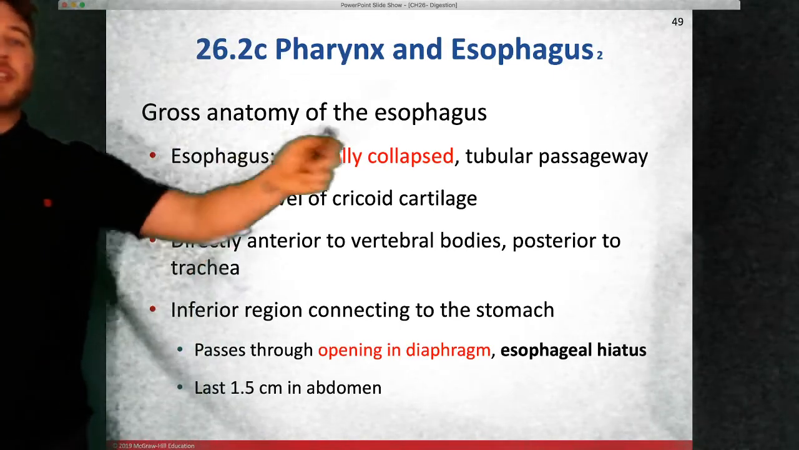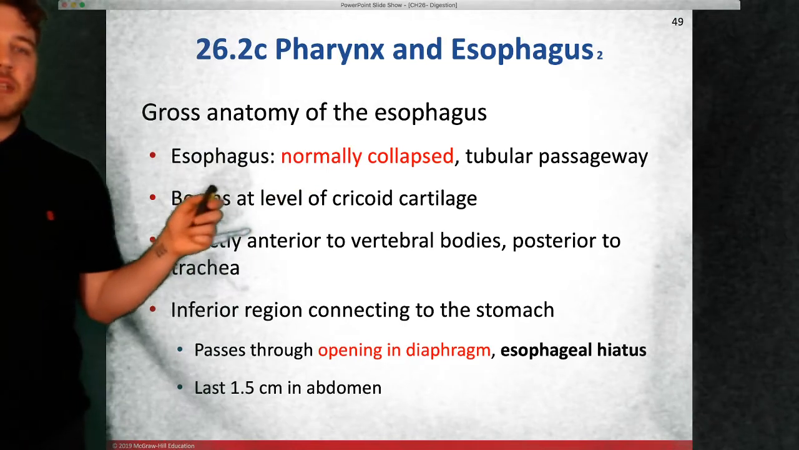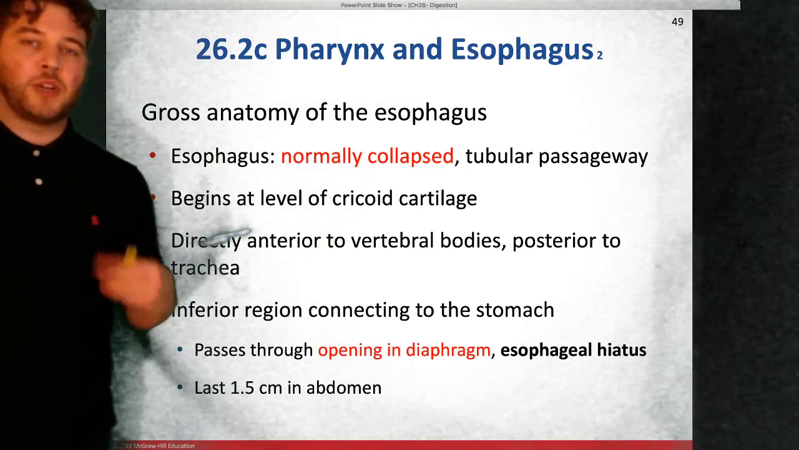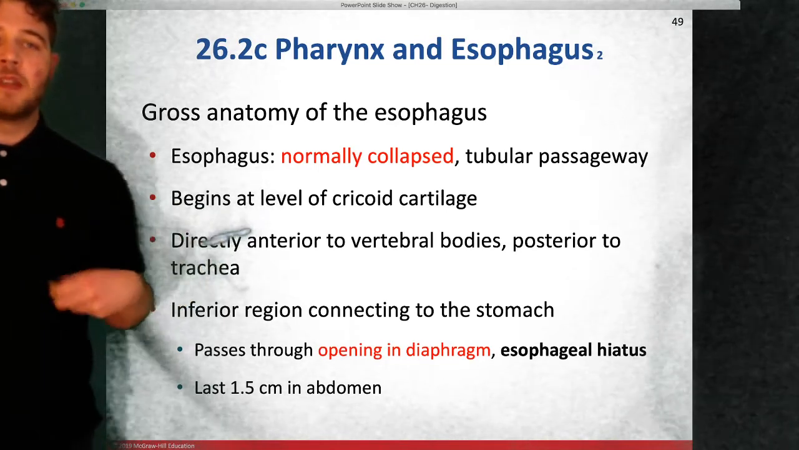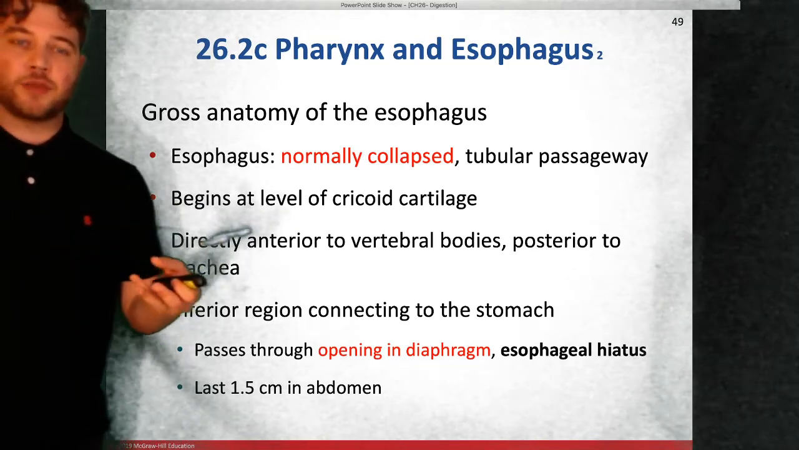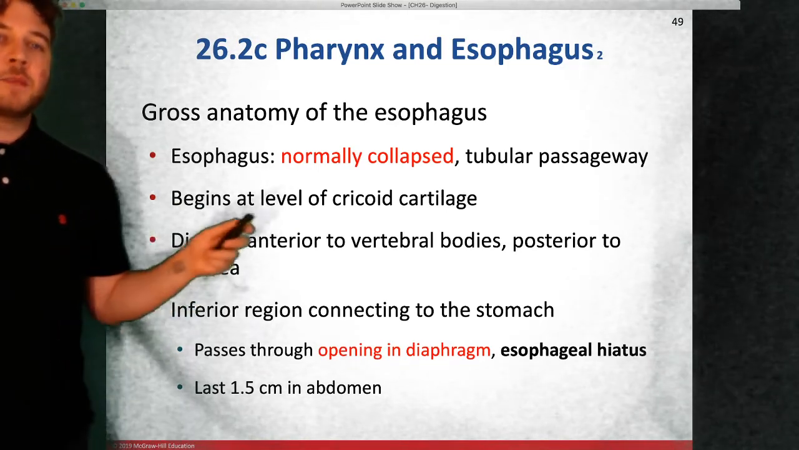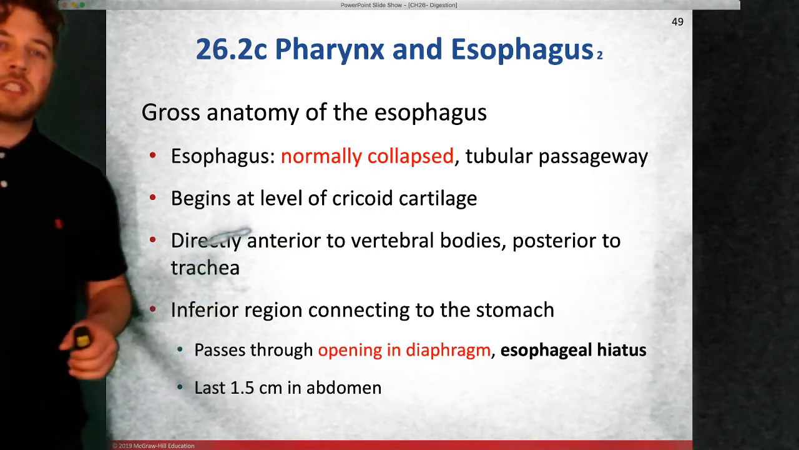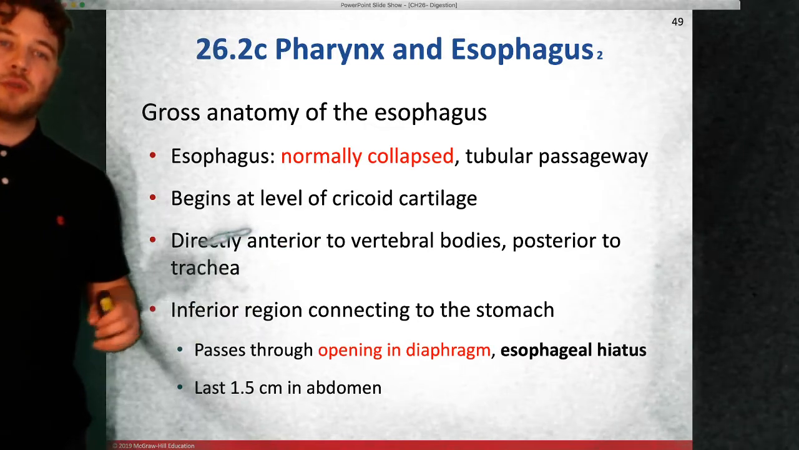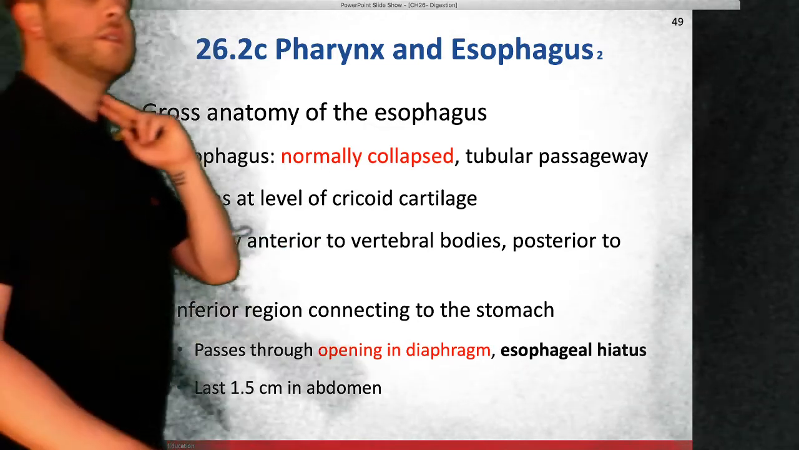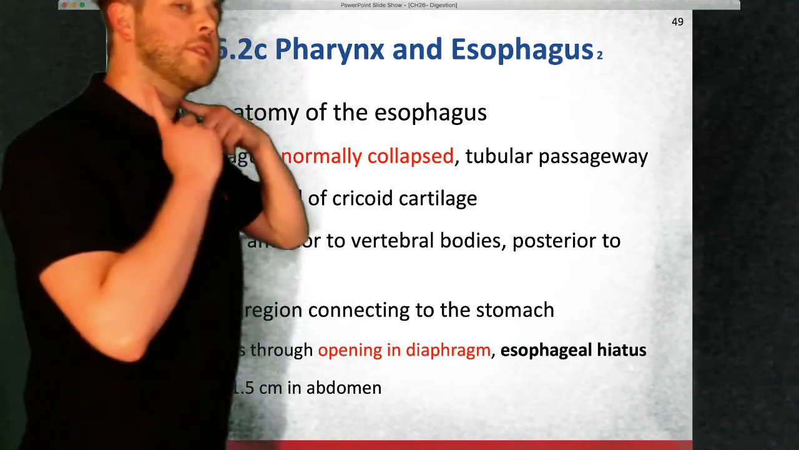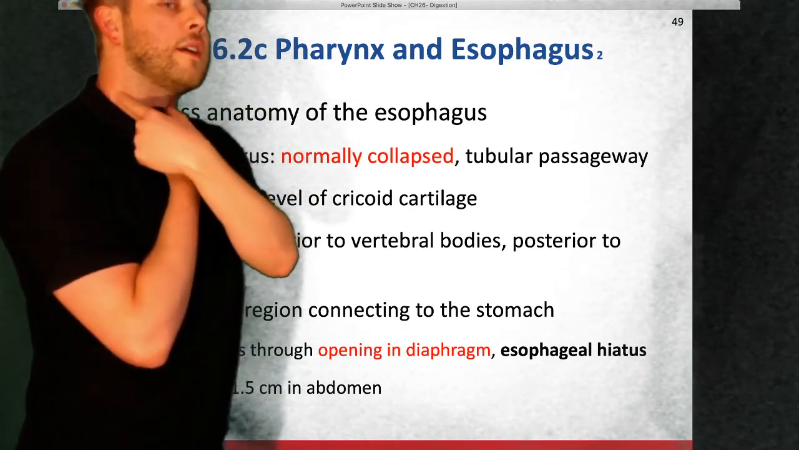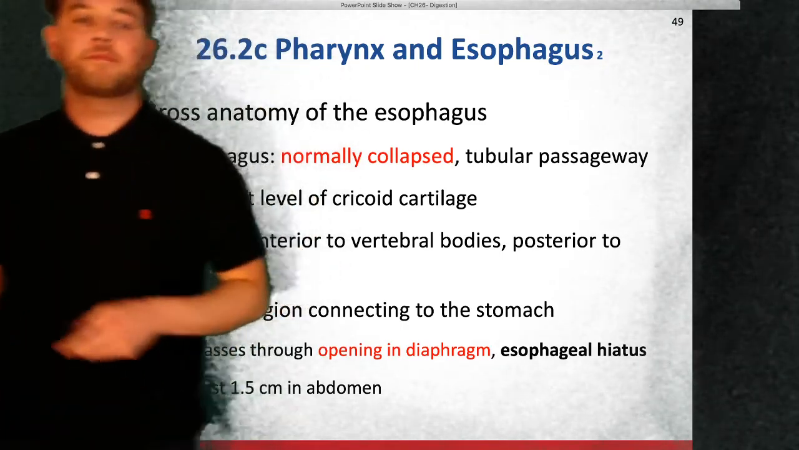Okay, now moving into the esophagus, the pharynx and esophagus. Normally the esophagus is collapsed. It's a tubular passageway. It only opens when there's food in it. The trachea has those cartilage rings that keep it open. This begins at the level of the cricoid cartilage, directly anterior to the vertebral bodies, posterior to the trachea. So sandwiched in between your trachea right here, and then your vertebrae right here, you have your esophagus.